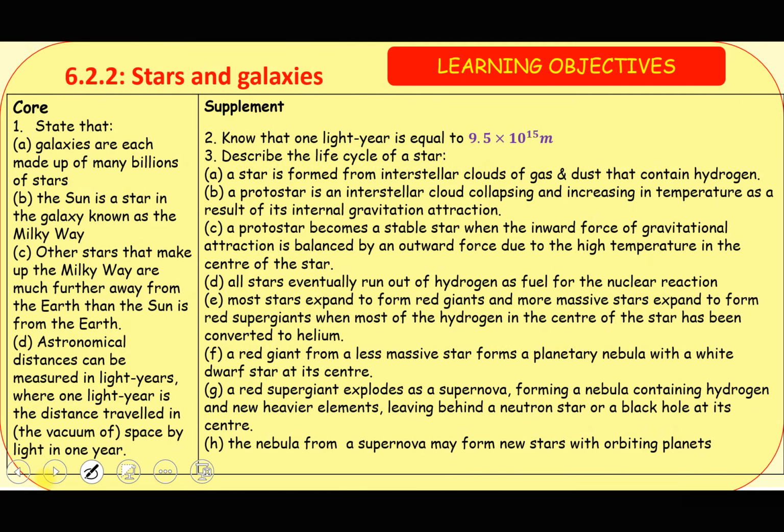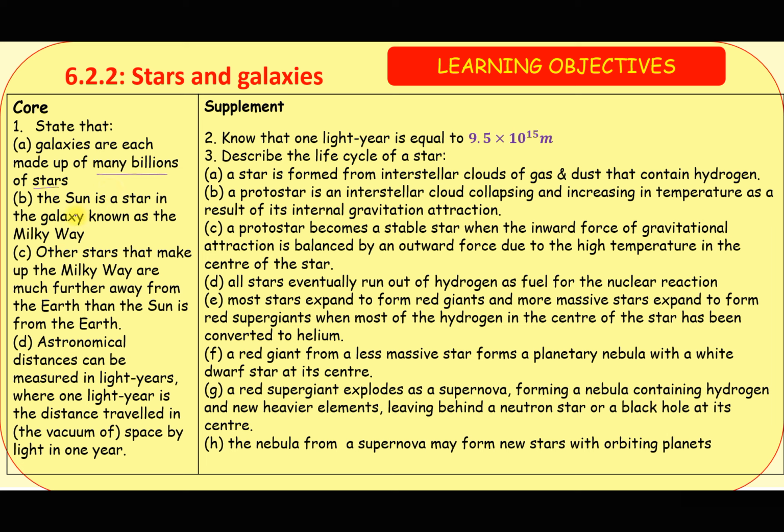So let's talk about stars and galaxies. According to the syllabus, a student should know the following. For core students, the learning objectives include: state that galaxies are each made up of many billions of stars. For example, the Milky Way galaxy is made up of billions of stars.